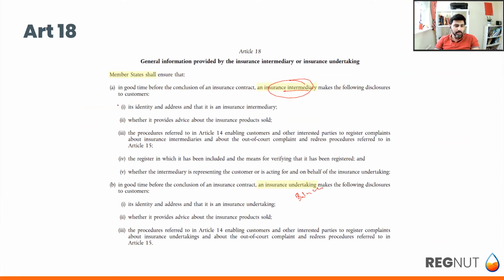And you can see the first 3 requirements are the same for both. So identify the company that you are, etc. But there are some additional requirements which are specifically for insurance intermediaries. I won't read this, but just to give you a feel for how you can almost disregard bits of the articles and the regulation based on the activity you're undertaking.